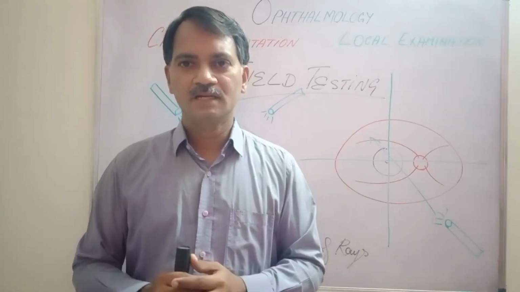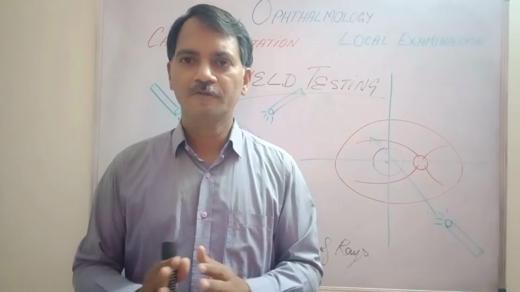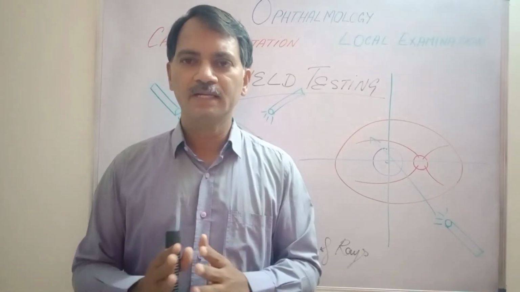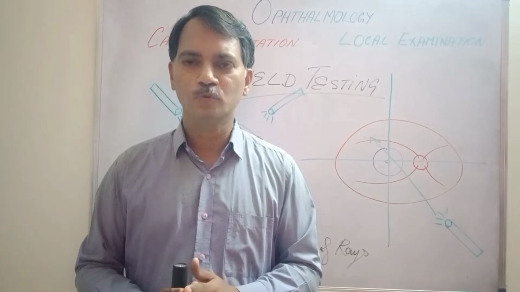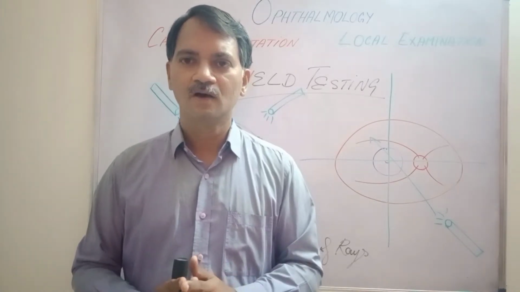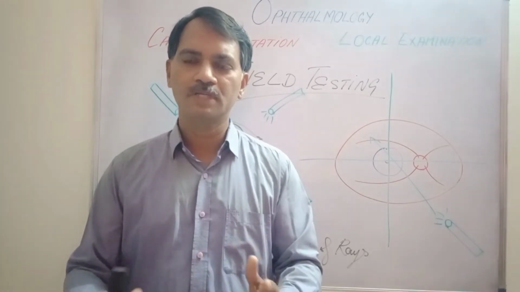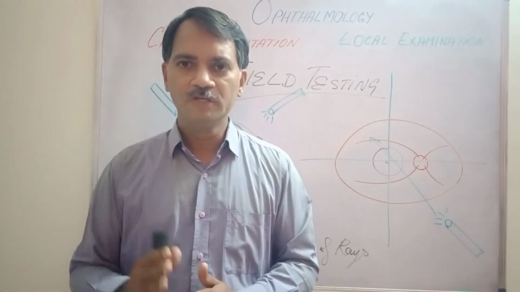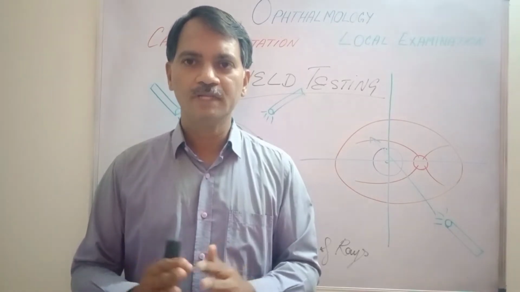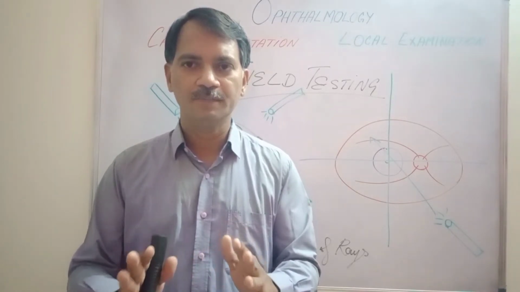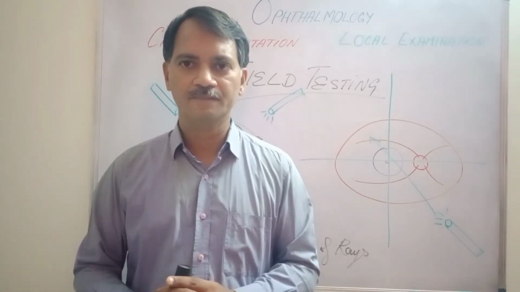Let us first discuss about the projection of rays. Projection of rays is usually done in an eye where the visual acuity is only hand movements, or it is only perception of light, or there is no perception of light. If the visual acuity is better than hand movements, usually projection of rays is not being done. We can go for confrontation testing.